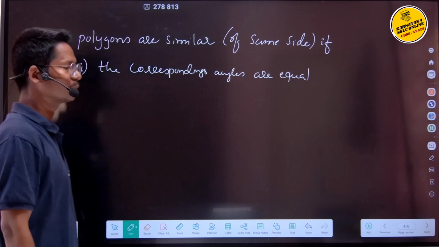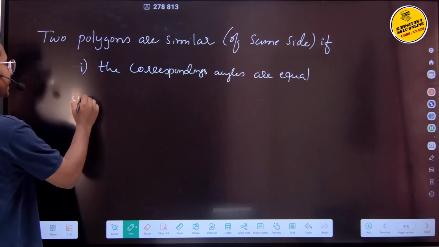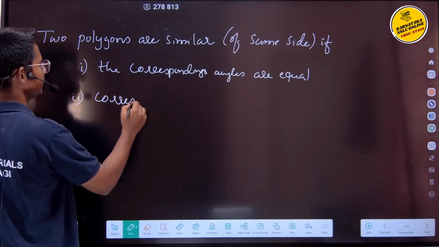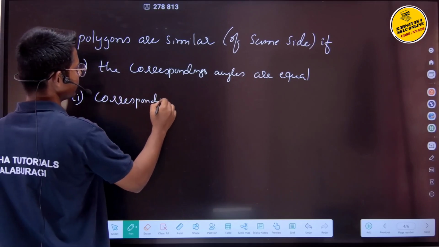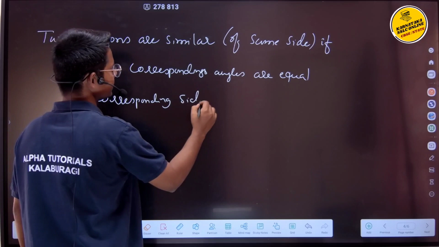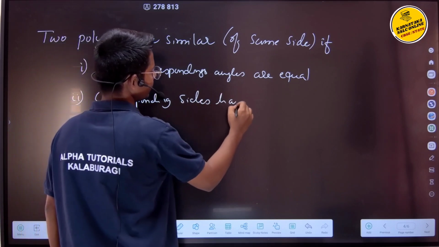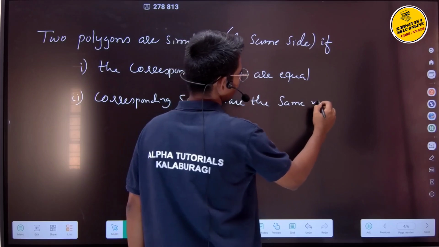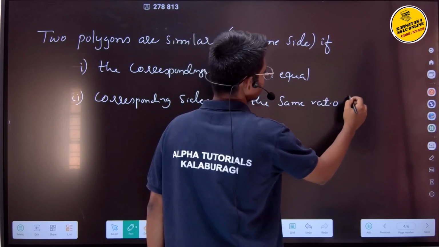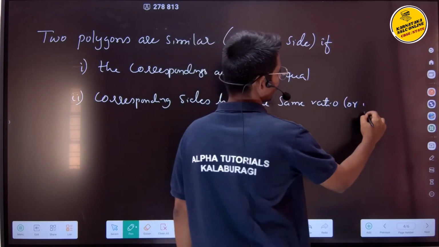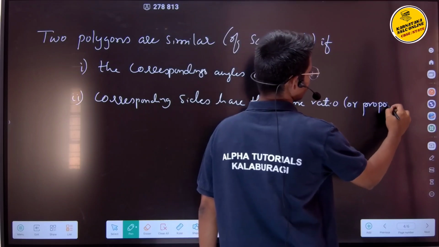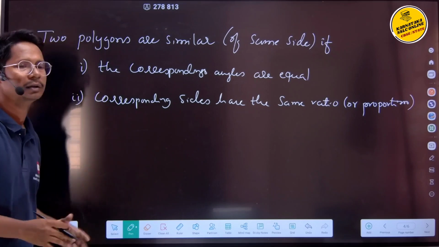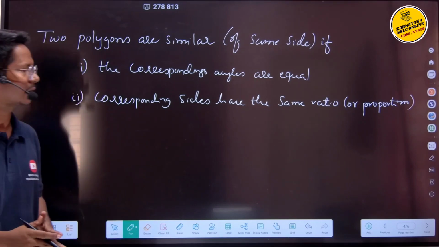The corresponding angles are equal, and the second property is that the corresponding sides have the same ratio. Same ratio is also called proportion. Such figures are called similar figures. I hope you understand.